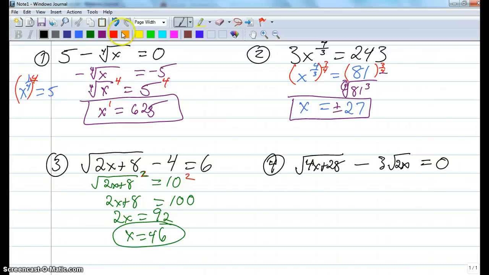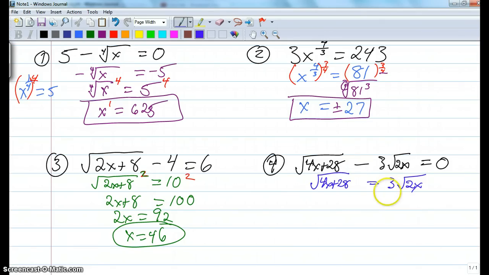So what we could do here is just like in number 1, the alternative way that we could have solved the first one. Move the second term to this side. So what I got here now is: the square root of 4x plus 28 equals 3 root 2x.